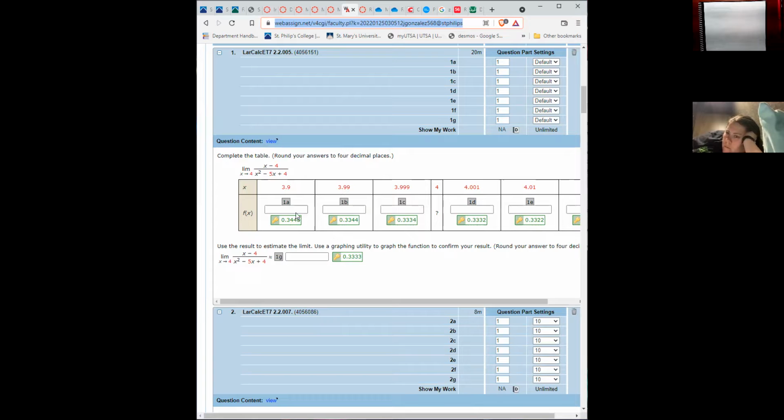So all you got to do is plug these numbers into your x values and see what you get. Eventually you approach something. That something on both sides here is the limit. That's all limit means.